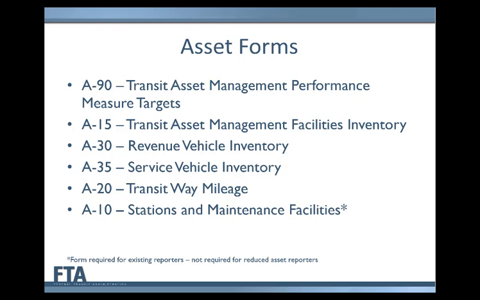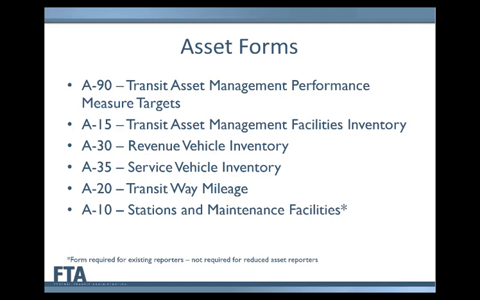The A15 form expands data collection on transit facilities. This form will include detailed information on all parking and passenger stations, as well as maintenance and administrative facilities for which an agency has capital responsibility. The A30 form, Revenue Vehicle Inventory, has been updated to include several new data points that are mandatory for transit asset management reporting. This form will include all vehicles used in revenue service, regardless of capital responsibility.